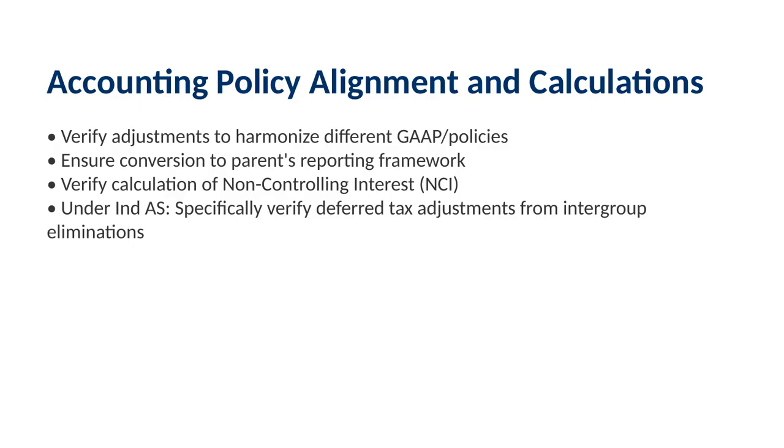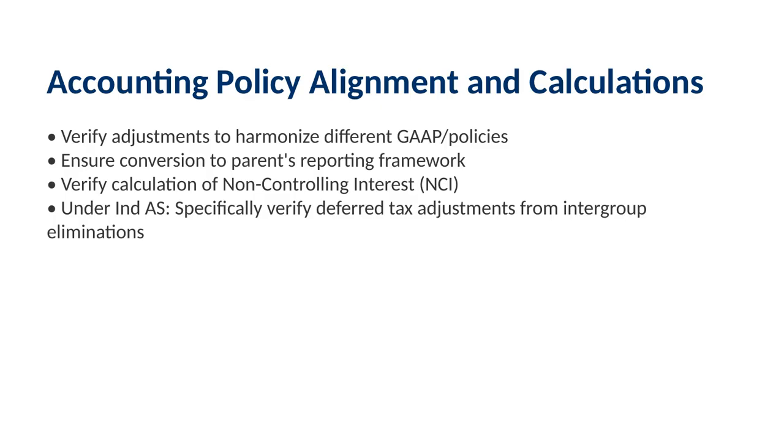First, we need to look at accounting policy alignment. When a parent company consolidates a subsidiary, that subsidiary might have used a different GAAP or set of accounting policies. As an auditor, you must verify the adjustments management has made to harmonize these policies. Essentially, you are ensuring that the components' financial statements have been correctly converted to the GAAP used for the consolidated reports. Next, move on to the calculations.